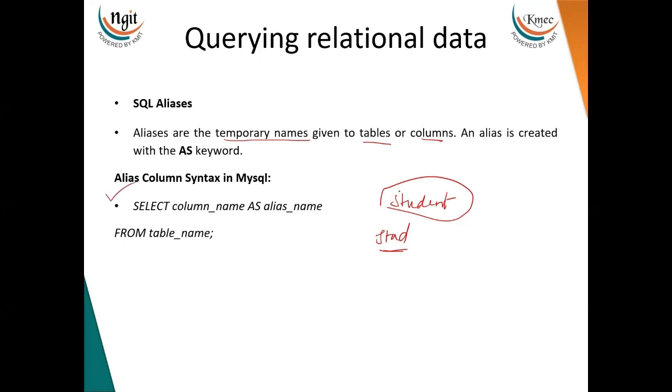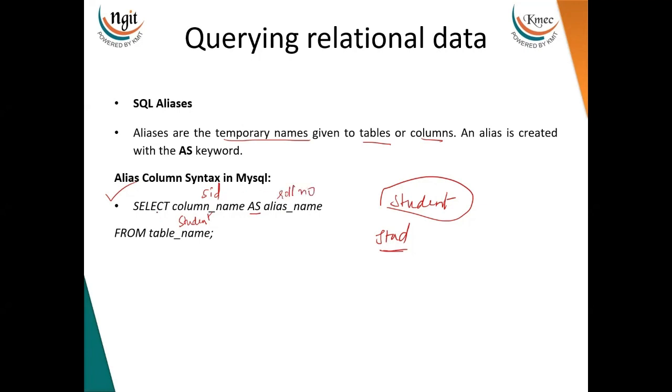It is not only used for naming the tables, it is also used for naming the columns temporarily. So we will be using the as keyword in order to temporarily change the name of the table or the column names. So here we have the syntax: select column name as alias name from the table name. So let the column name be SID for the student table. So this is my student table. Now I don't want to make use of SID. I'm just going to change it to roll number.